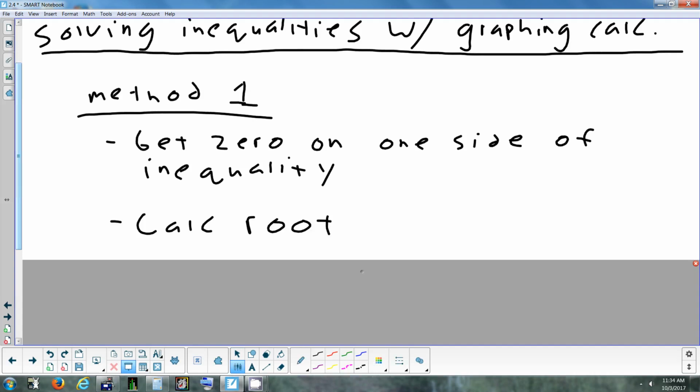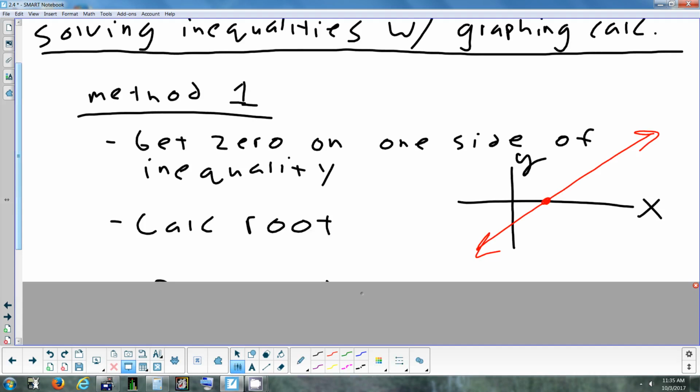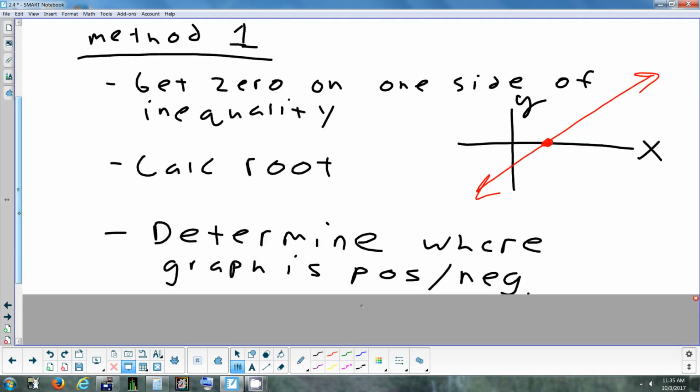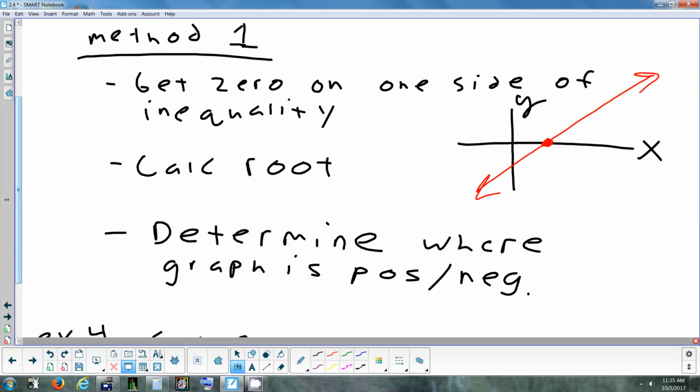Okay, so if you do method 1, you would have something like this. Here's your axes. And then maybe that's your graph. Okay, you'll have a picture like that. You're going to calculate the root right there. Then, depending on the question, you have to determine where the graph is either positive or negative. So if the question was asking, where is this graph less than 0? Let's say, just to make it simple, the root was at 2. That's where it crosses the x-axis. If you wanted to know where the graph is less than 0, that's in this section.